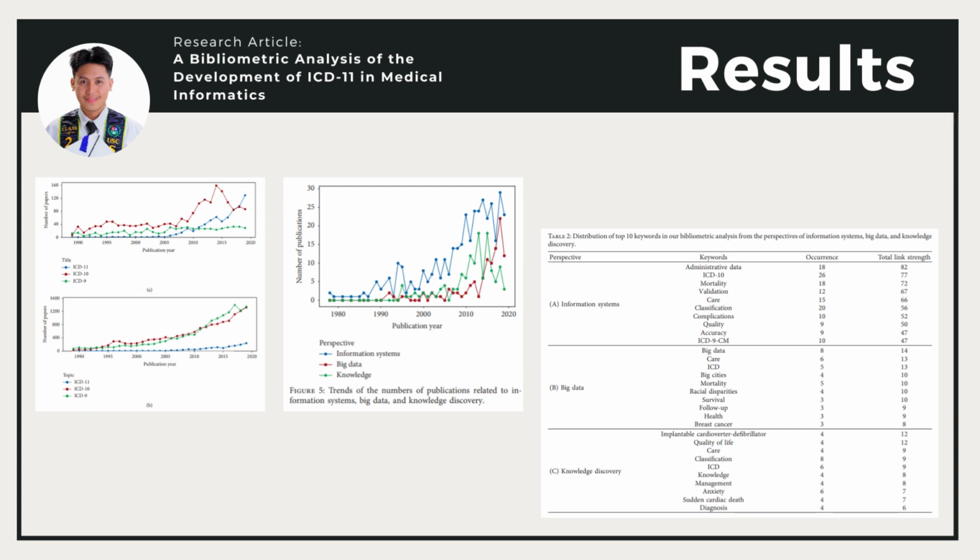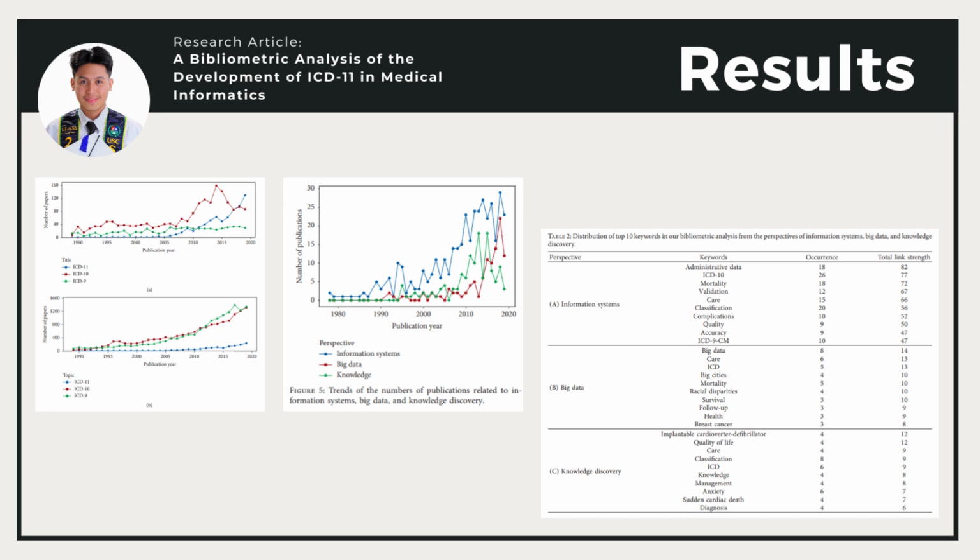So, for figure B, this indicates that the number of publications related to ICD-9, 10, and 11 approximately increase over each publication year in an analysis by searching topics of publications. Overall, research topics on ICD-11 and in turn the number of relevant publications began to show an upward trend in 2006.